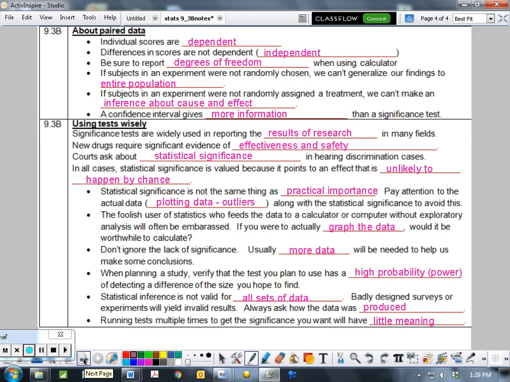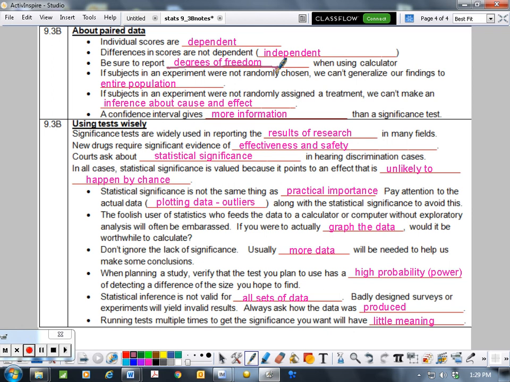Okay, about paired data. Individual scores will be dependent on each other, but the difference in scores are not dependent. So the difference list, those should not be dependent on each other. Those should actually be independent. But the individual scores are dependent on each other. Be sure to report degrees of freedom every single time.